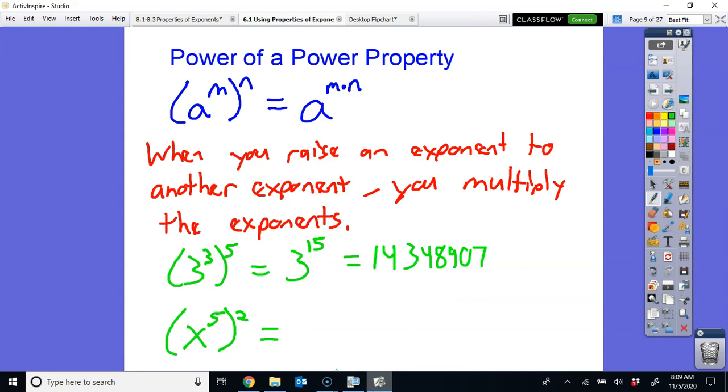And it's even better when we're dealing with variables because we can't type variables into the calculator. So x to the fifth raised to the second power, 5 times 2 would be x to the 10th. So that is an exponent raised to another exponent. You multiply the exponents.